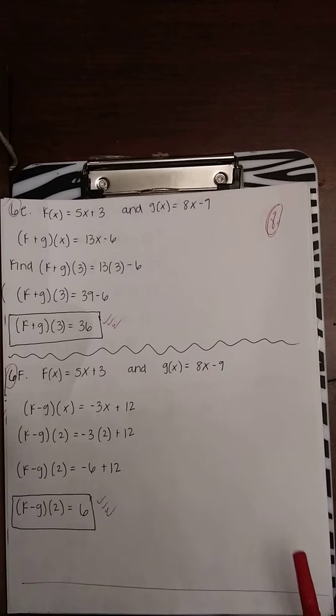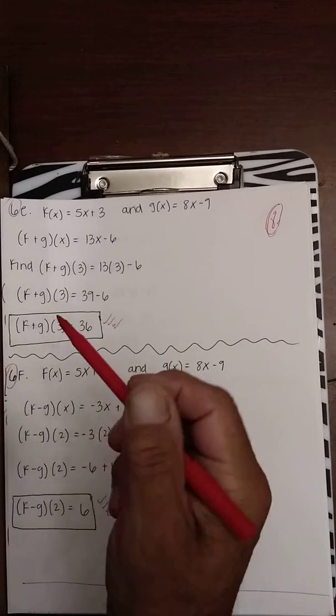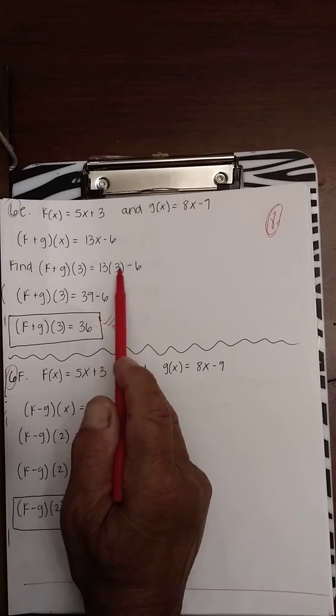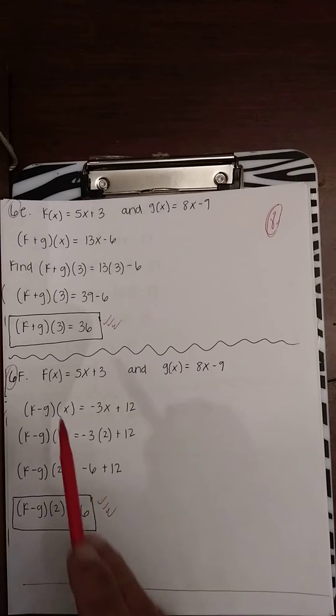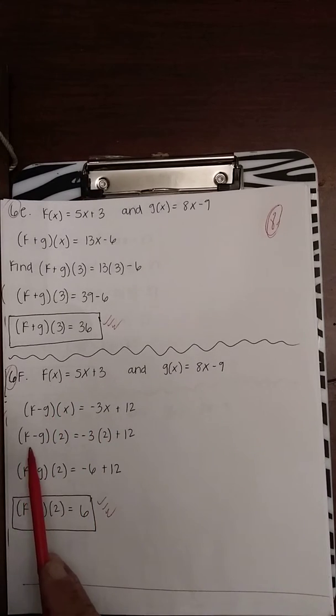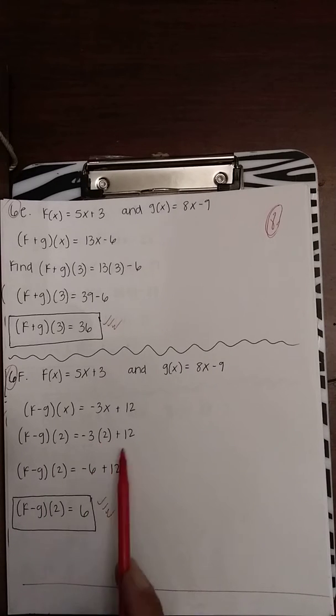So now, f plus g of x was 13x minus 6 from before, but we evaluate it at 3. So just put 3 in there for the x. 13 times 3 is 39 minus 6, and that's going to be 36. f minus g of x was negative 3x plus 12. We evaluate at 2, so put a 2 in there. Negative 3 times 2 is negative 6 plus 12 is 6.